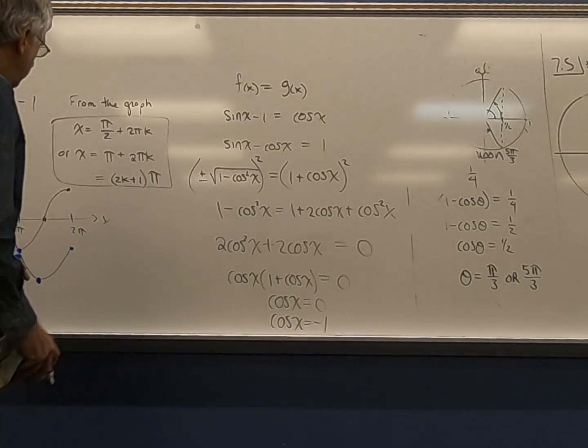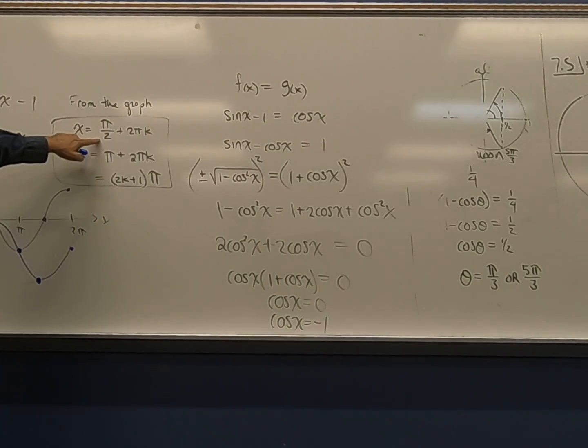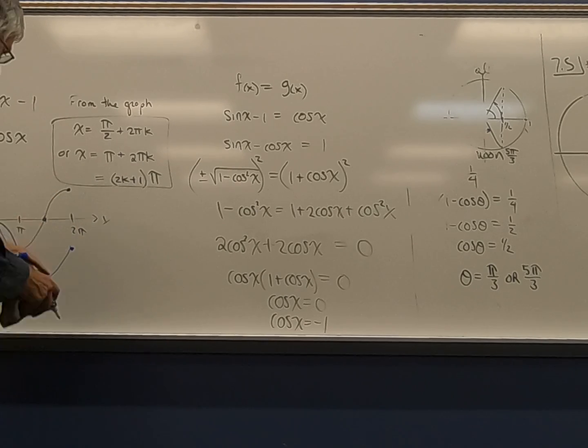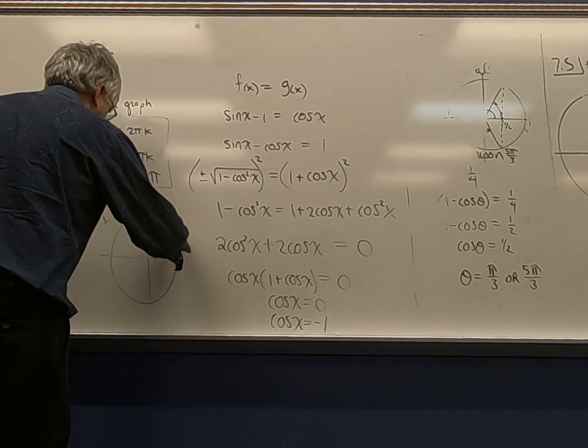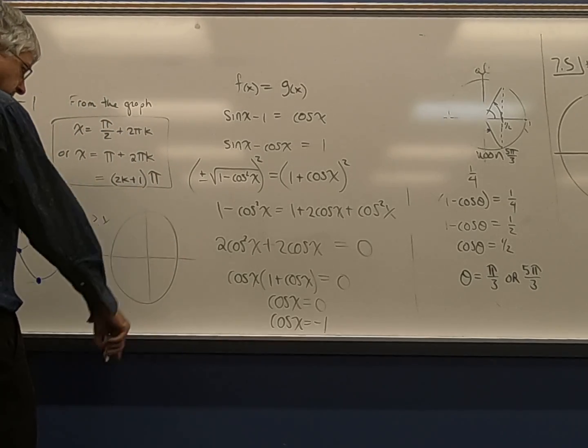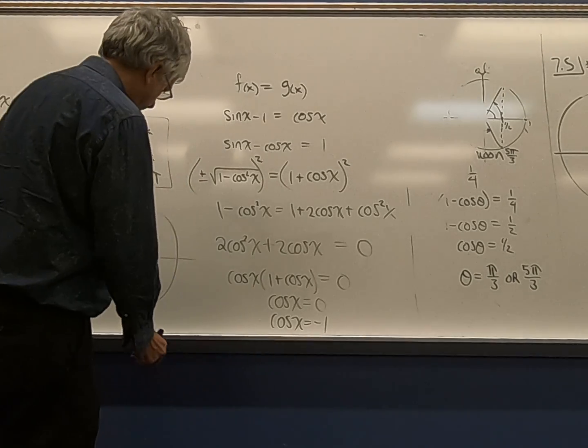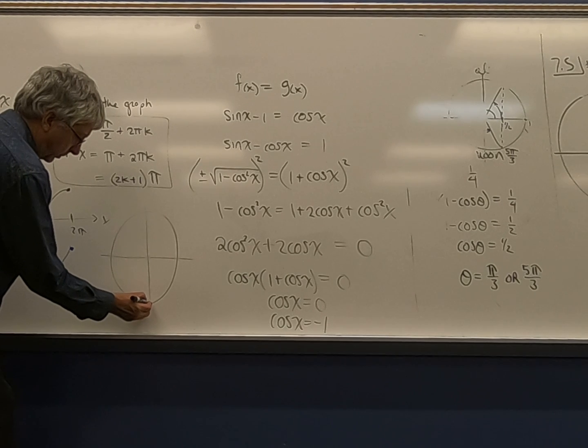Is that true at these points? Here cosine x equals 0. Here cosine x equals negative 1. Right? So where is that on the unit circle? I guess we would get extraneous solutions here, right? Because cosine x is also 0 at 3 pi over 2, right?